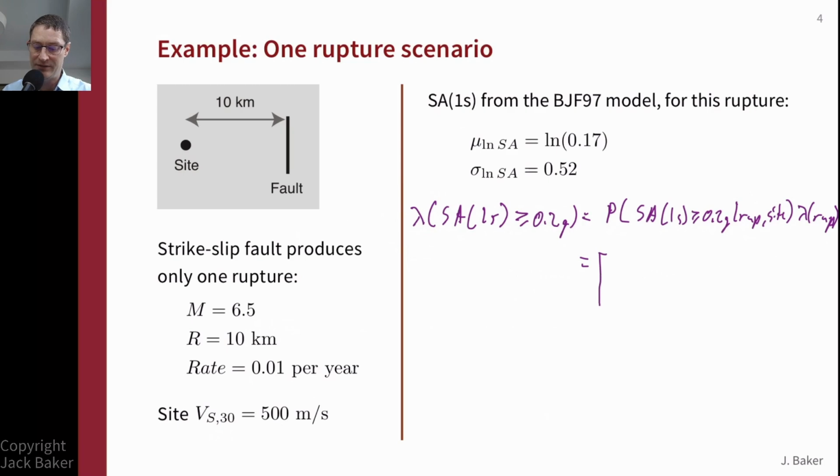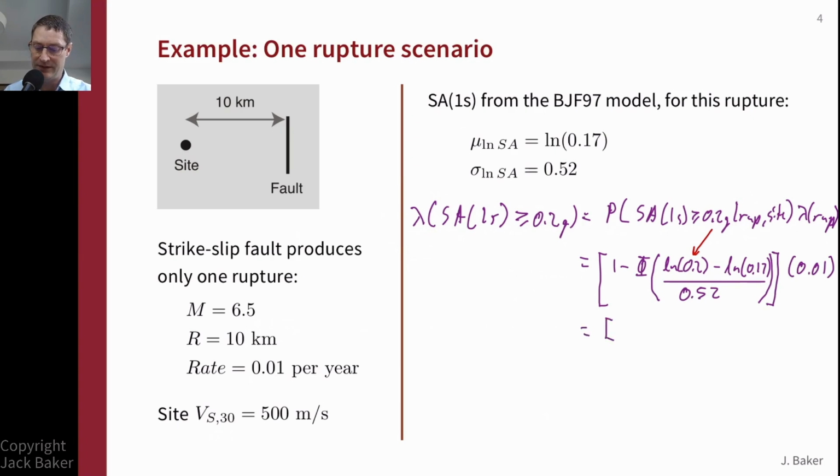So the probability of exceedance, we've got the mean and the standard deviation already. So we can just do 1 minus the CDF, standard normal CDF. And we'll evaluate it at the log of 0.2, which is the IM threshold of interest here. And then we'll subtract the mean of the distribution, which is the log of 0.17, divide by the standard deviation, 0.52. So that's our normal CDF evaluated at 0.2. And then we just have to multiply by the rate of the ruptures, which is 0.01 given in the problem statement. All right.